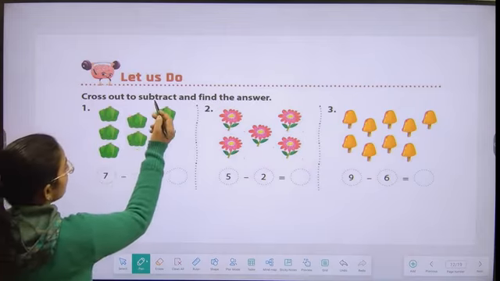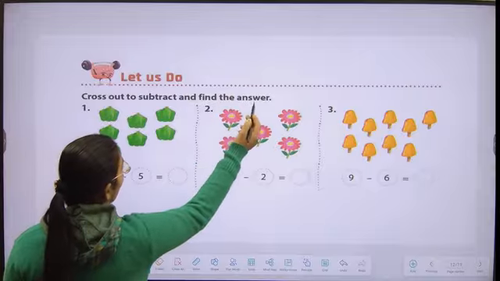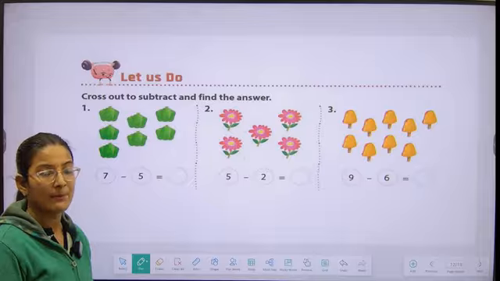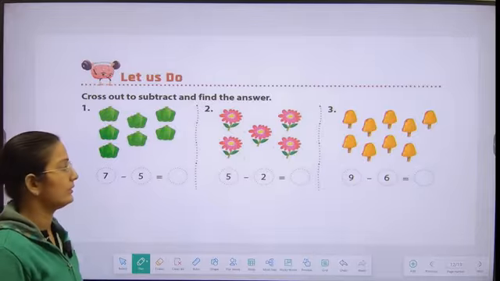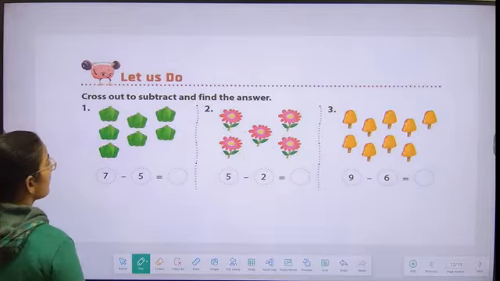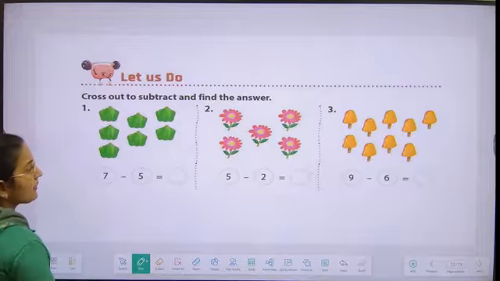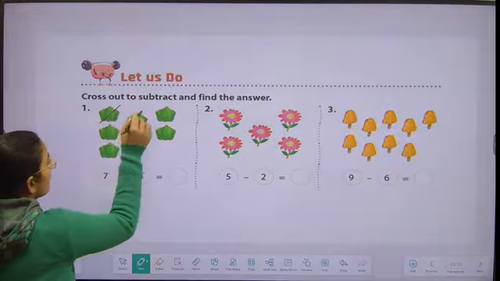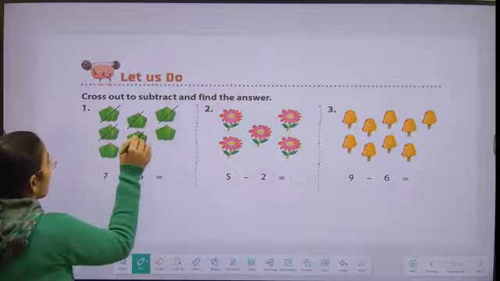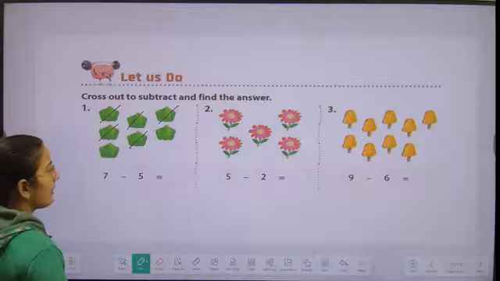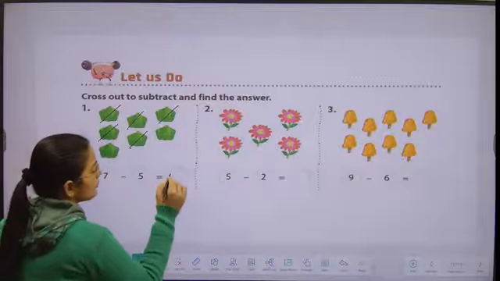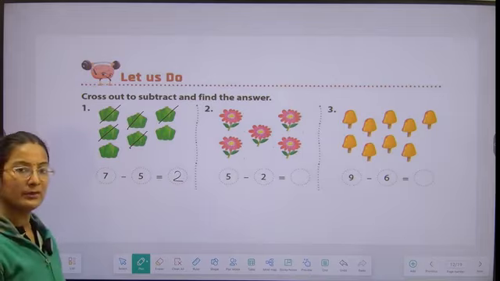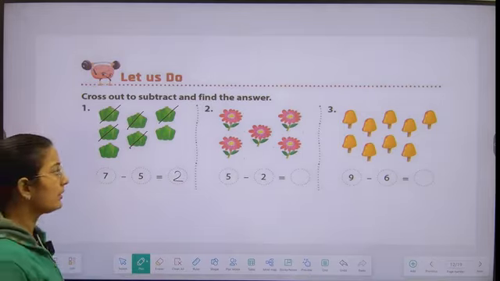Cross out to subtract and find the answer. What do we have to do? We have to subtract them by crossing out. Let's start doing with the first one. We have 7 capsicums and we have to cross 5. Let's start doing 1, 2, 3, 4, 5. Now how many are left? 1, 2. So we have to write 2 over here. Everyone did this? Moving to the next one.